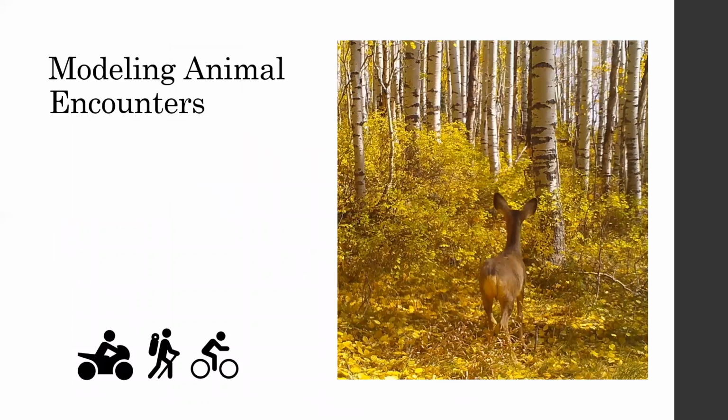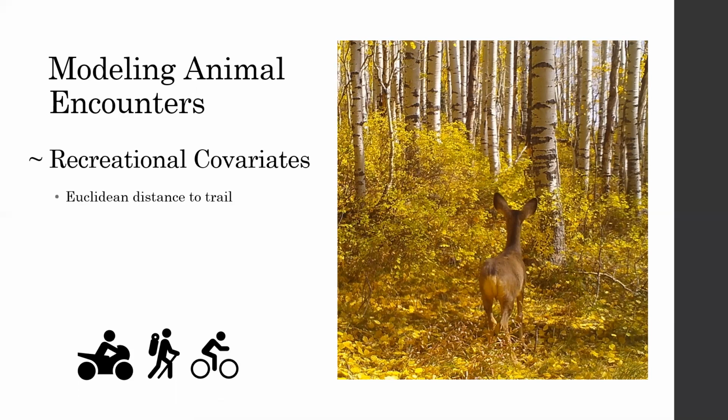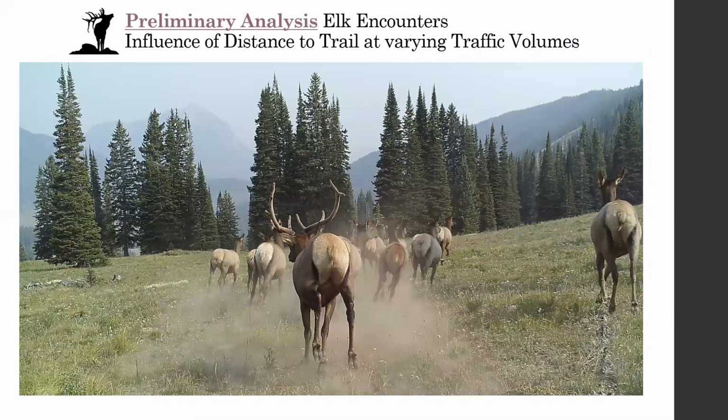So once we collected all of this traffic and animal encounter data, we created models to get at the question of how distance to trail and traffic volume might influence deer and elk encounter rates. Statistical models mathematically approximate relationships, and in this case, we modeled animal encounter rate as a function of the recreational covariates we measured. And this includes distance to trail, volume of recreation traffic, and whether a route was motorized or non-motorized.